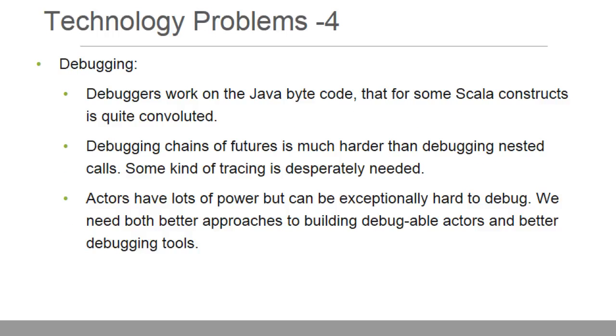Debugging. Scala compiles down, in a lot of cases, to sort of obvious Java bytecode, but some of the more advanced Scala constructs get compiled into really weird bytecode, and given the fact that debuggers tend to work on the bytecode, debugging can be difficult. Also, the concurrent constructs, futures and actors, really introduce significant challenges in terms of how to do debugging.